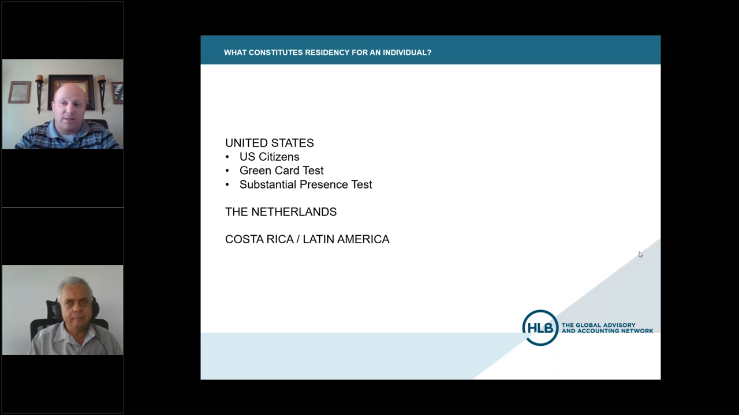And the next test that's out there is, are you a green card holder of the U.S. or a permanent resident of the U.S.? And if you are, you also receive the same treatment, in that you're taxed on your worldwide income as a resident. If you fail both the first and second test, then you go to the next test, which is the substantial presence test. And the substantial presence test is just that. It's based on your physical presence in the U.S. And it's a look back test.